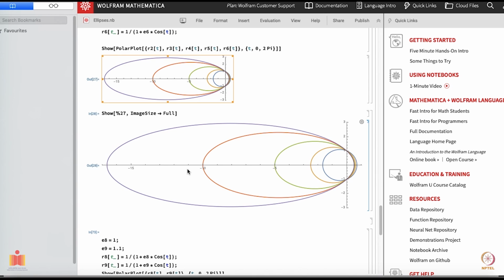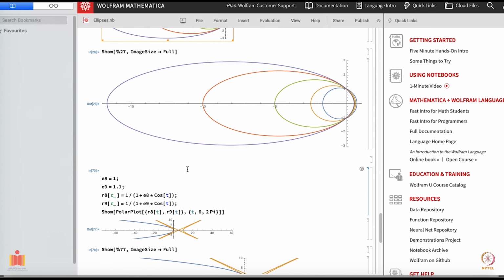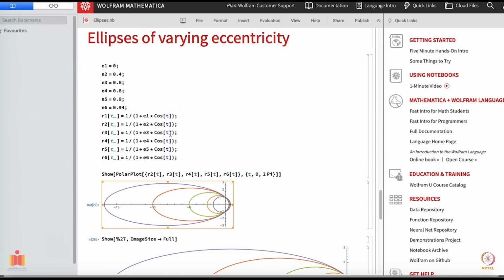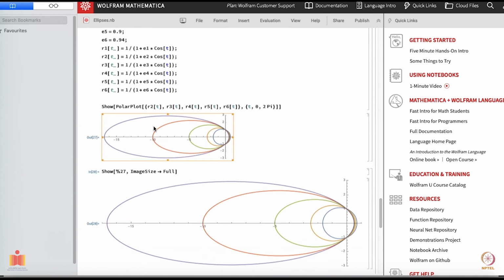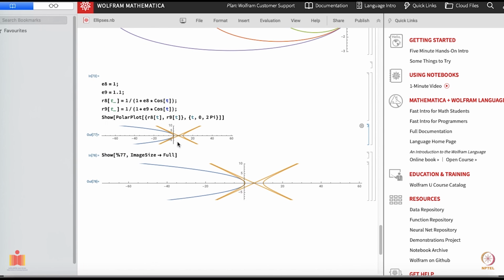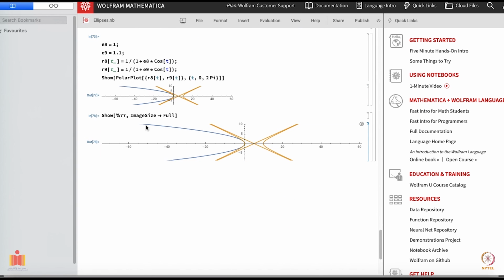And let's see what happens if I put epsilon to 1, you get a parabola, and also epsilon greater than 1, you'll get a hyperbola, and that's what I've done here. So I've defined another R8 and R9. You have E8, E9, which I've taken to be 1 and 1.1, and you see this is what you get. Okay, so this blue thing is the parabola here, and then you have the hyperbola. Okay, the two parts of the hyperbola you can see here.